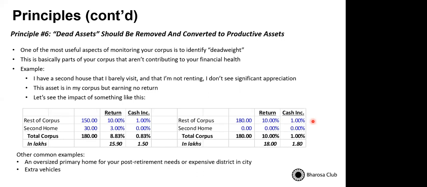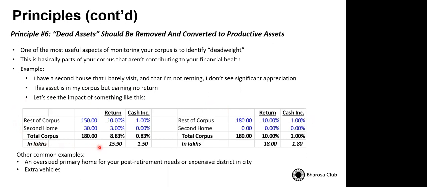and I thought it'll be a great vacation house, and I'm going to use it. But I ended up never going. And when I did this corpus analysis, I realized, you know what? I'm not using this house and I'm not renting out this house. So what's the point of keeping it in my portfolio, right? So let's see what unlocking the value of that can mean to a portfolio.